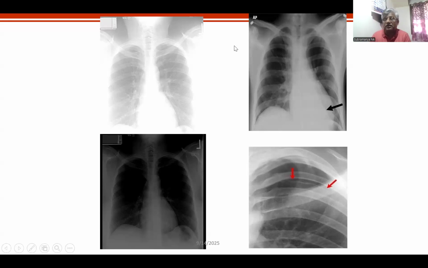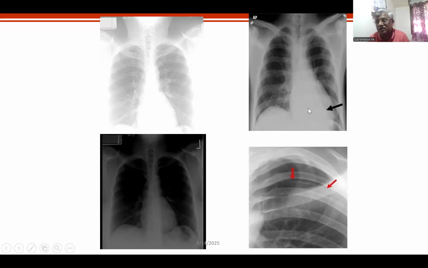Perfect exposure means lung details should be seen, and this is a perfectly exposed film. At least one half of the spine you should be able to see. You understand? And the lung markings appear appropriate. This is overexposure, this is underexposure, and this is perfect exposure.